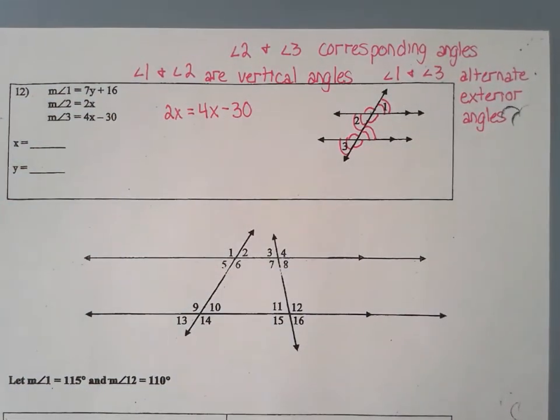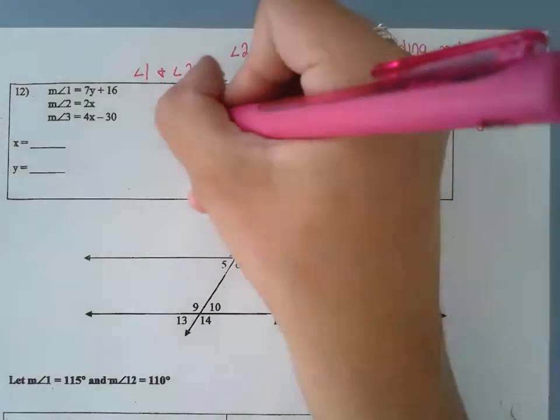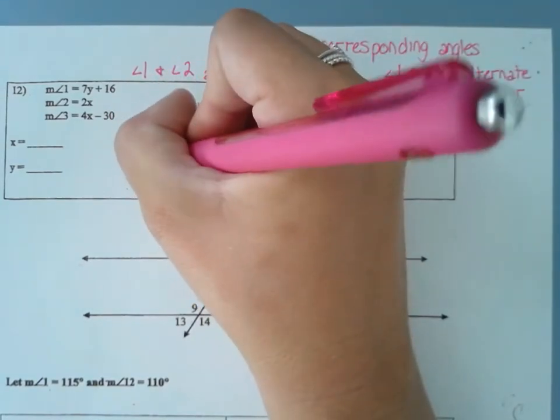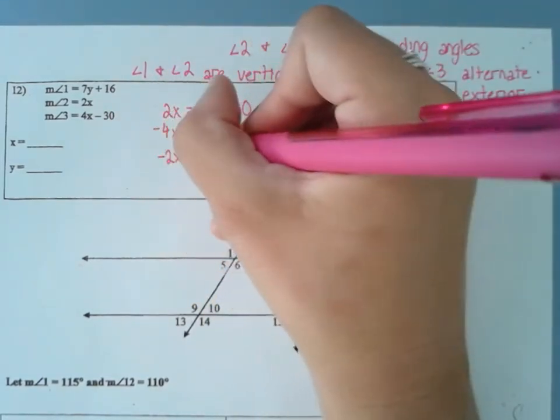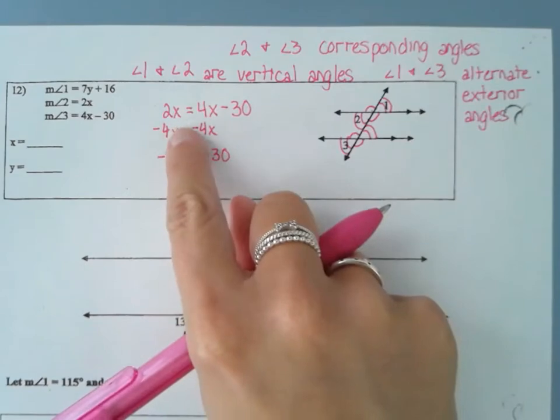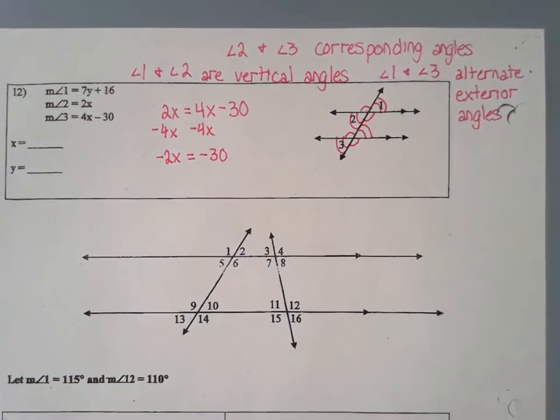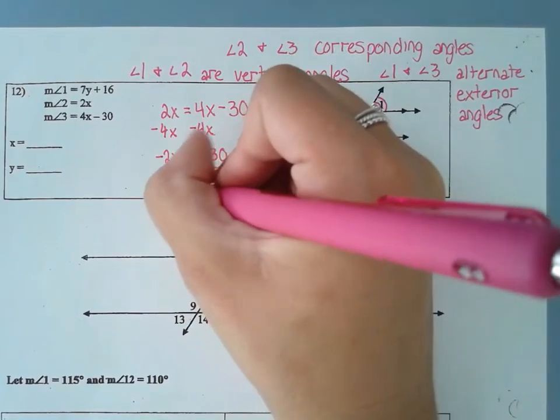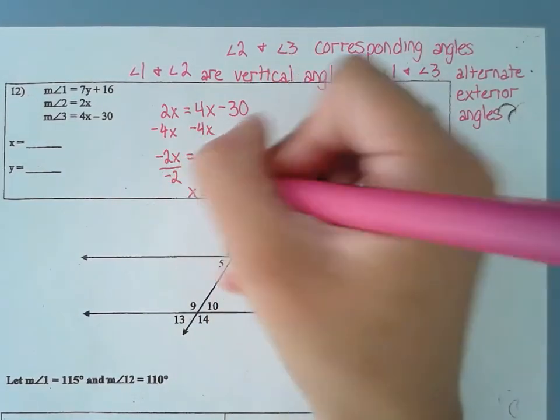To solve, I need to get all of my x's on the same side. I'm going to do this by subtracting 4x from each side, which leaves me with negative 2x equals negative 30, just because I didn't want to be left with nothing on that side. From there, I'm going to divide each side by negative 2, which tells me that x equals 15.